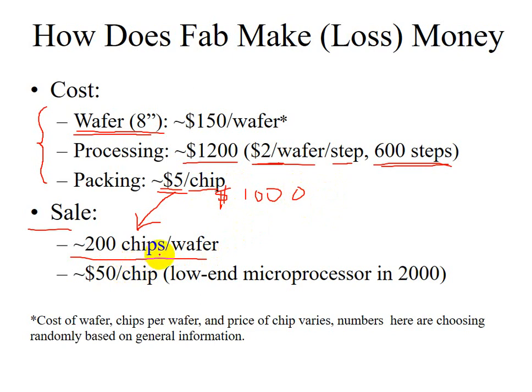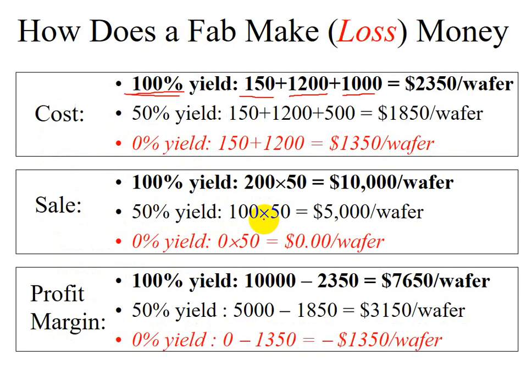Once the chip is packaged, if it is a good chip, you can sell it to the customer, say at $50 per chip. So you are going to end up with $10,000 per wafer sales amount. So let's look at here.